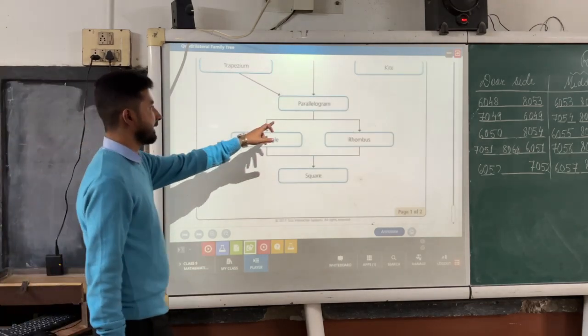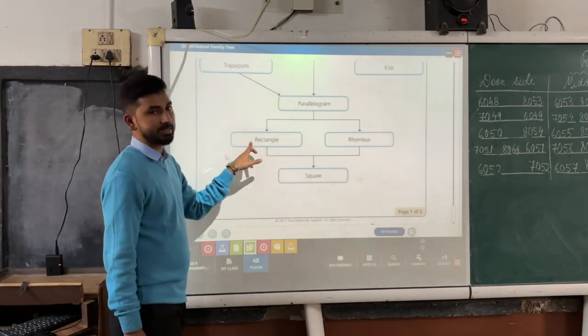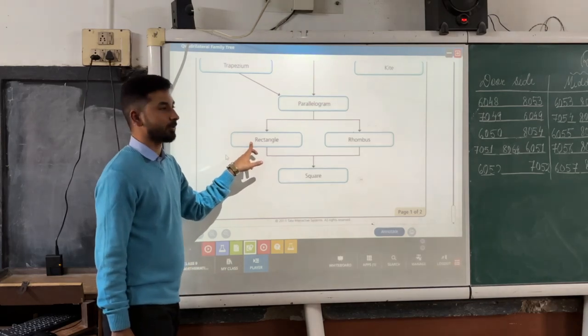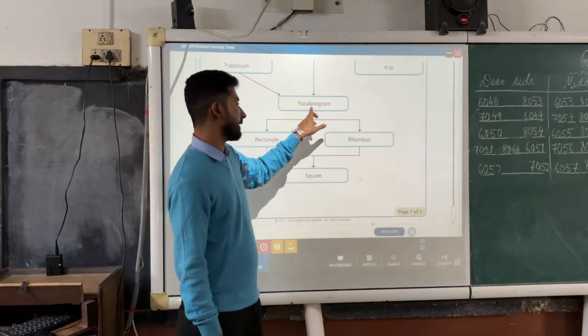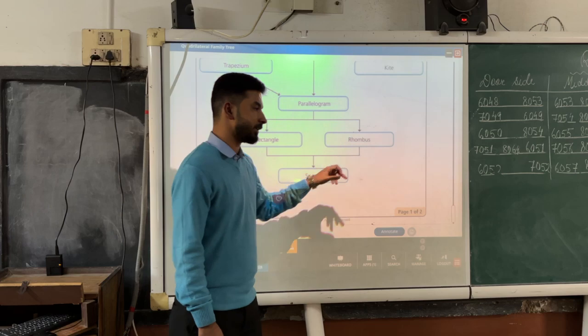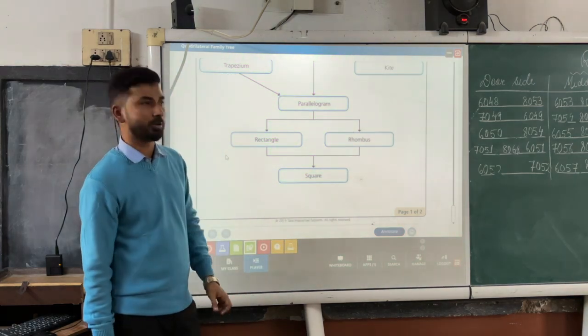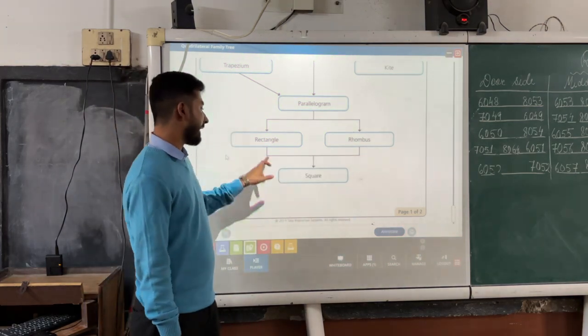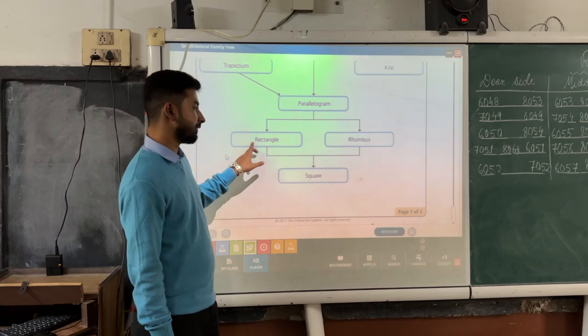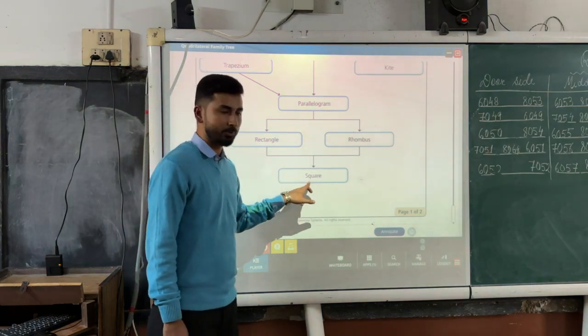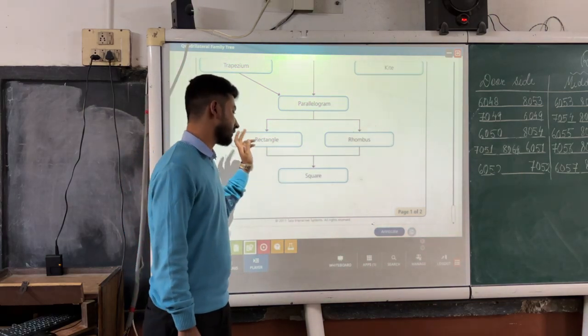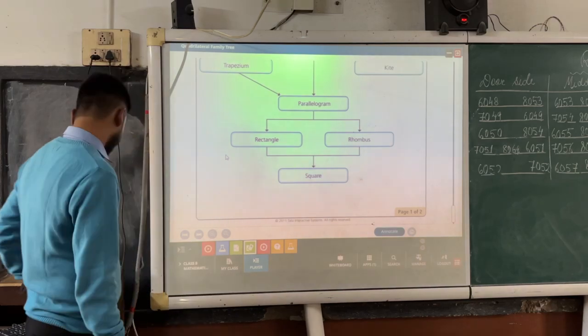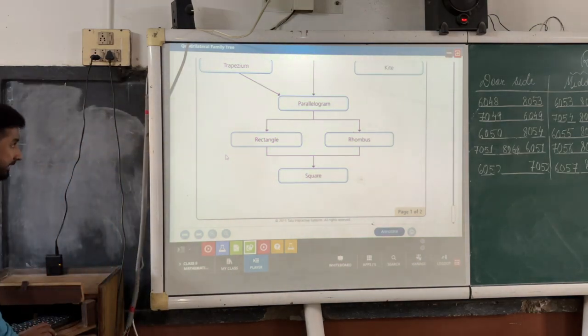Now, in a parallelogram, if each angle is 90 degrees, then that type of parallelogram is called a rectangle. And if in a parallelogram all the sides are equal, then such a parallelogram is called a rhombus. And if in a rectangle all the sides are equal, then such a quadrilateral is called a square. So, let us look at the family tree.